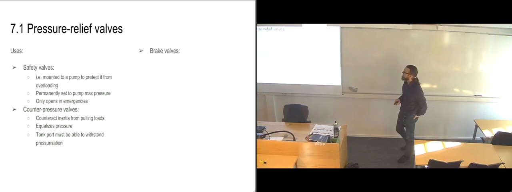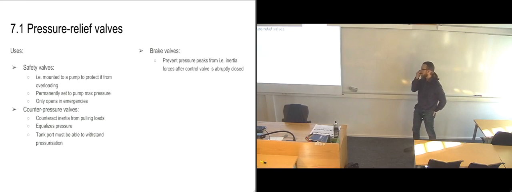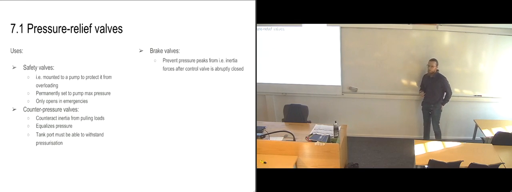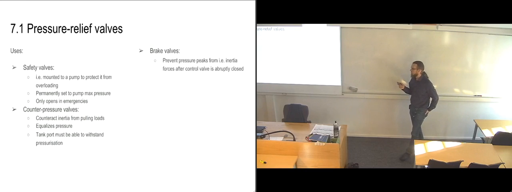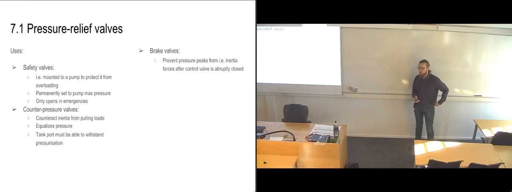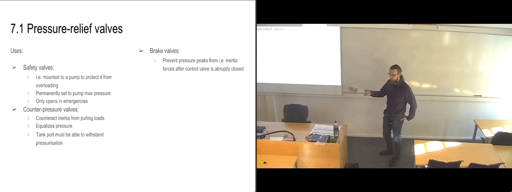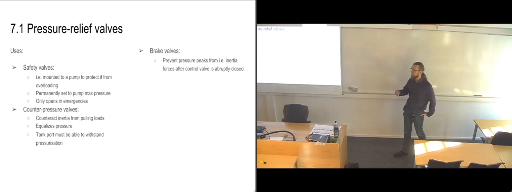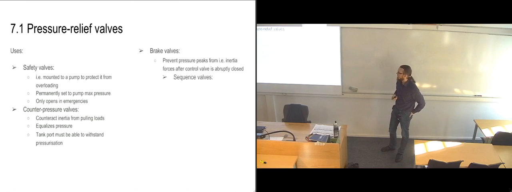Other uses are as brake valves. And they prevent pressure peaks, also from inertia forces. That's especially if you have control valves with this positive overlap, where you get this abrupt closing of it. Because then again, you will get the problem of the inertia of the load, and even the inertia of the hydraulic fluid itself is going to work on the system, so that you get the problem with it. And then we have these brake valves that help against that.